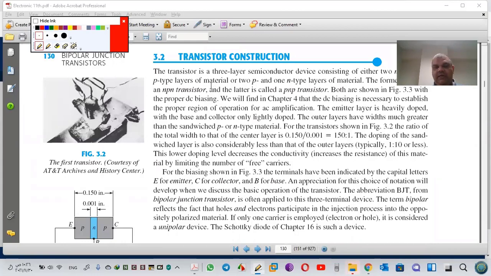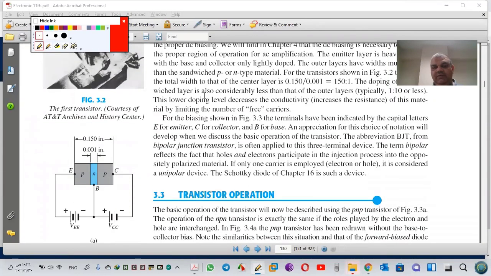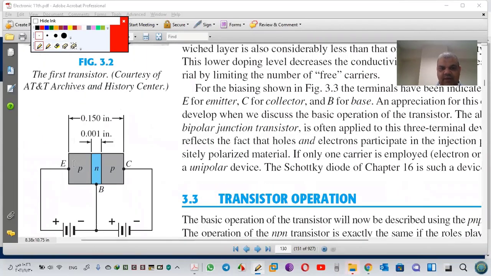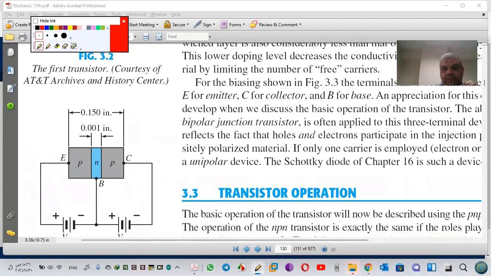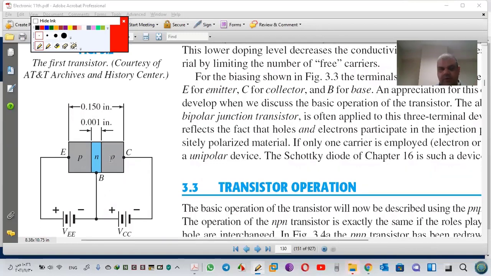A transistor is a semiconductor electron device that has 3 areas: P, N, and P, or N, P, and N. I will focus on this one. See the width of the base: it is 1/150 compared with the collector and emitter.